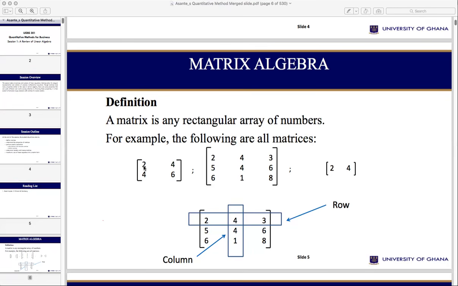So for example, we have this matrix here, which is a 2 by 2 matrix, which is we have 2 rows and then 2 columns. So this is a 2 by 2 matrix. We also have this as a 3 by 3 matrix. This is a 1 by 2 matrix. We also have a 3 by 3 matrix.